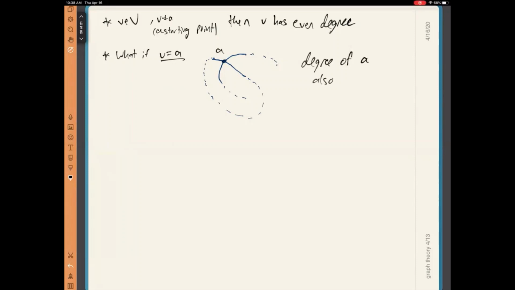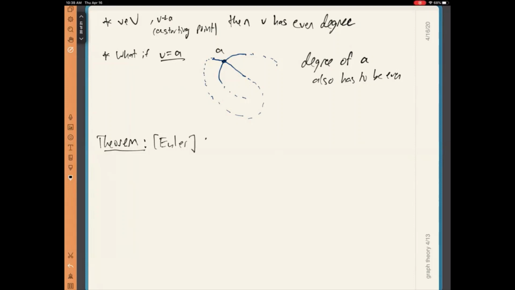Right, where remember a is the starting point of the circuit. Right, and so what we've just proved is the following theorem, which was originally observed by Euler, which is why these paths are named after him.